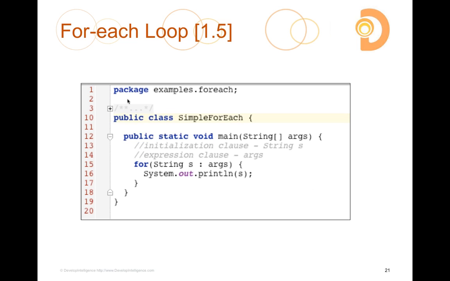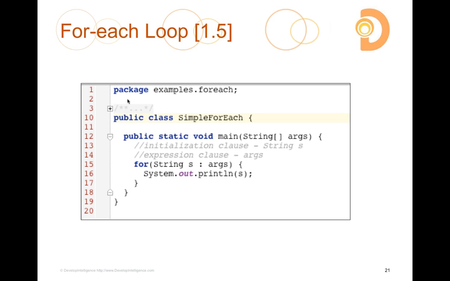Another nice feature introduced in 1.5 is the idea of a for each loop. I'm sure everybody's familiar with the traditional C syntax of a for loop. The C syntax has the initial condition, the test condition, and then the limit. All three of those conditions are separated by semicolons.